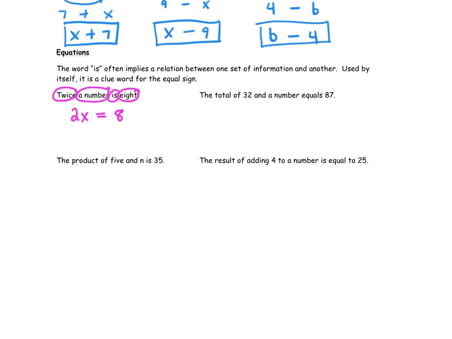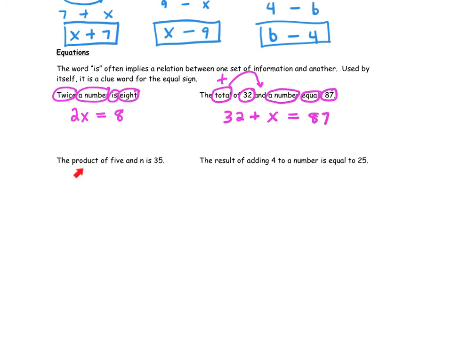So when we say twice a number, it implies that we're multiplying. The total of 32 and a number equals 87. So the total, that's implying that we're adding, of 32 and a number equals 87. So total would be one of those phrases that we'd insert here, the total. I'm taking 32 and I'm adding a number, which we're calling x for right now, unknown number, and that's going to equal 87.